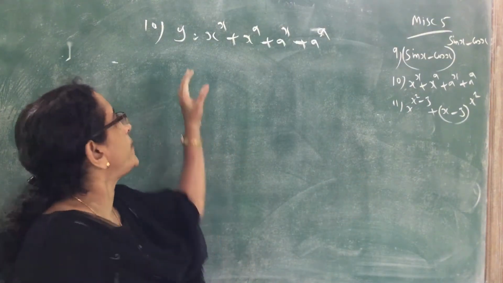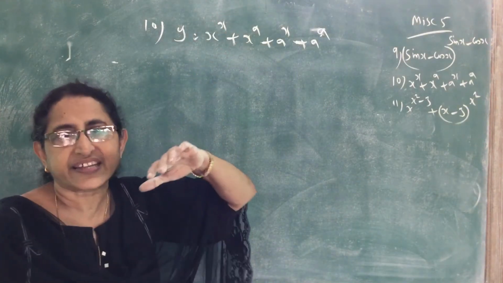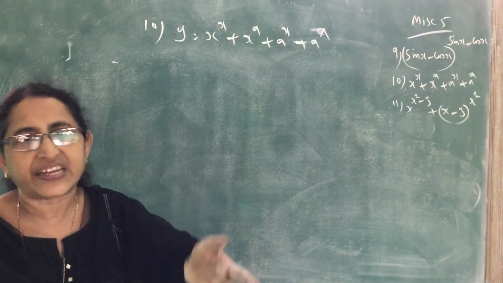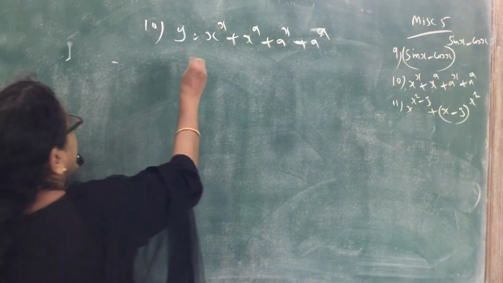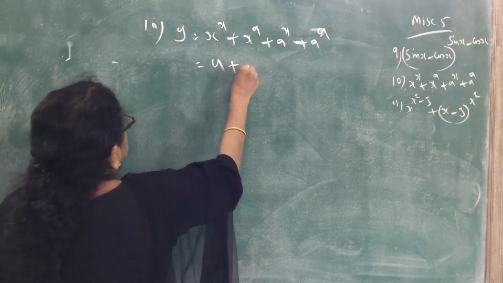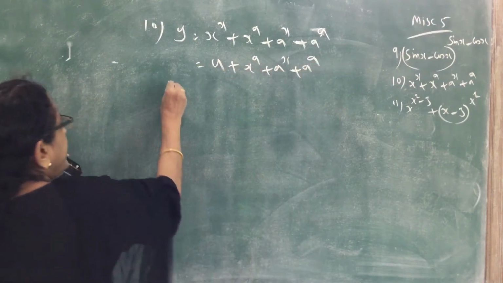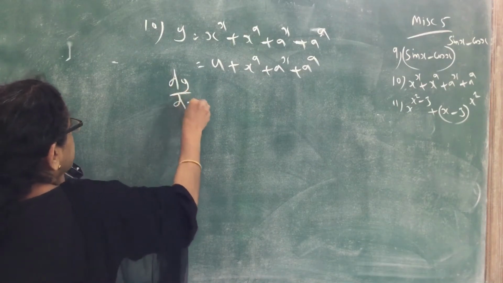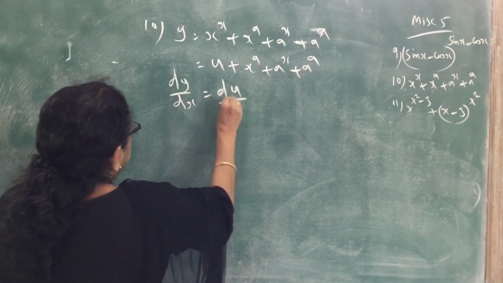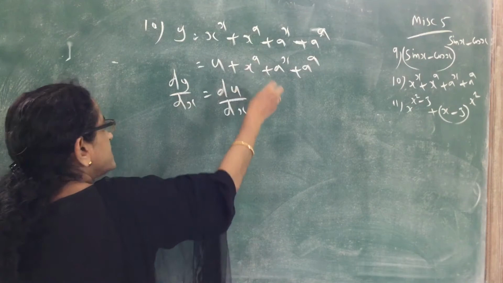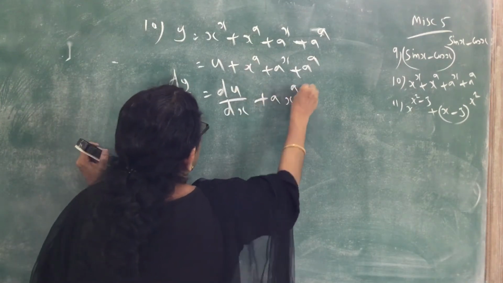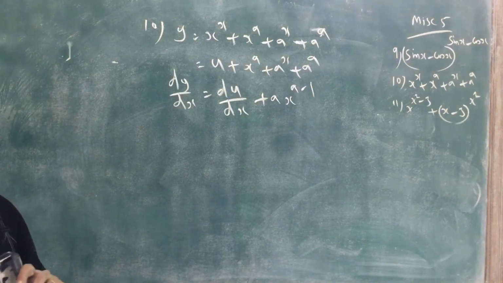Only the problem is x raised to x, so that we have to consider as u, and we have to find its derivative separately. So we can write y equal to u plus x raised to a plus a raised to x plus a raised to a. Now what is dy by dx? dy by dx equal to du by dx plus the derivative of x raised to a, that is a into x raised to a minus 1, by the formula for the derivative of x raised to n.